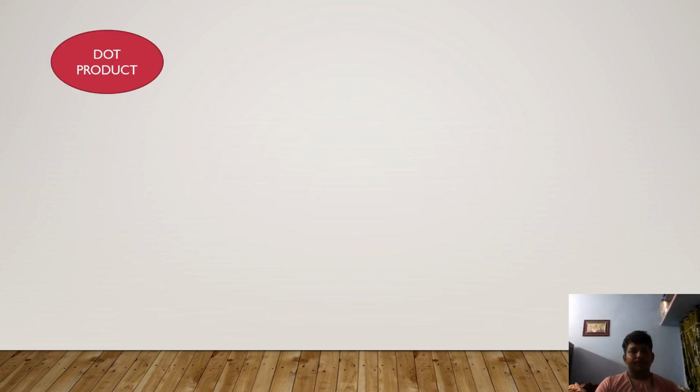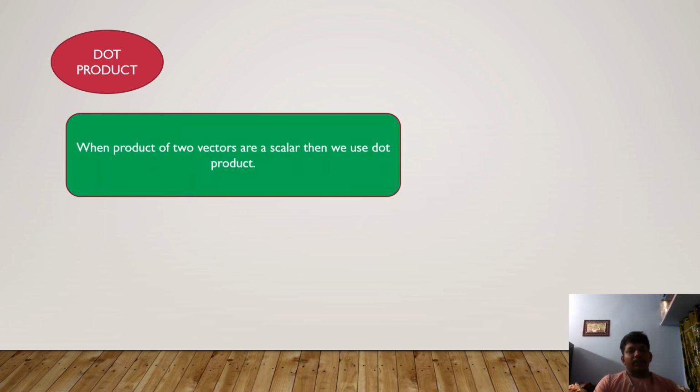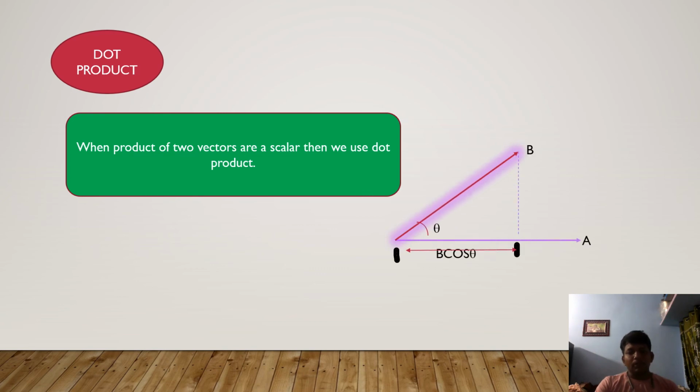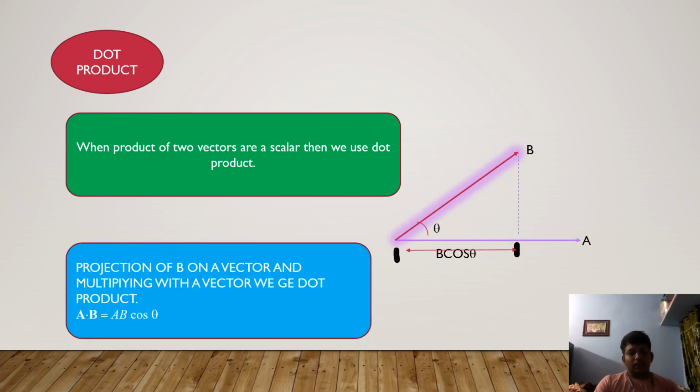Dot product. When the product of two vectors is a scalar, then we use dot product. Here, the projection of B on vector A, multiplied by the magnitude of A, gives the dot product of A and B. A dot B is equal to AB cos theta.